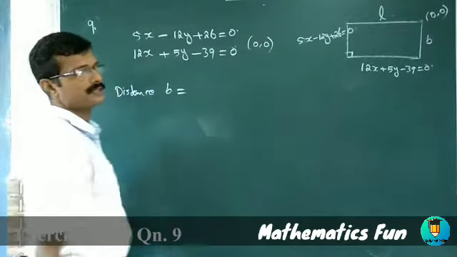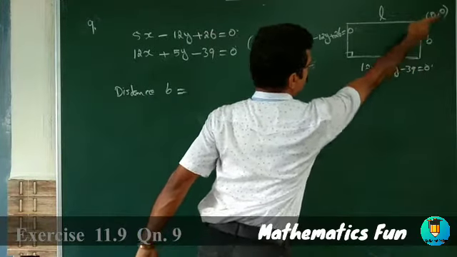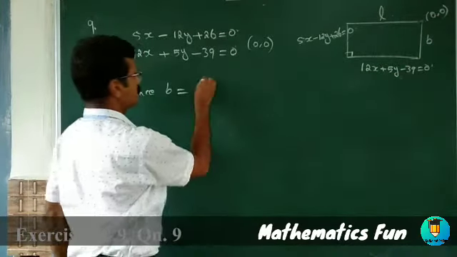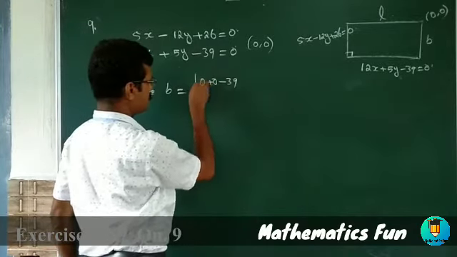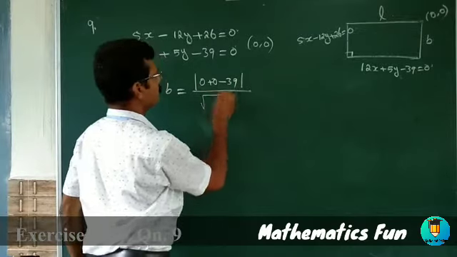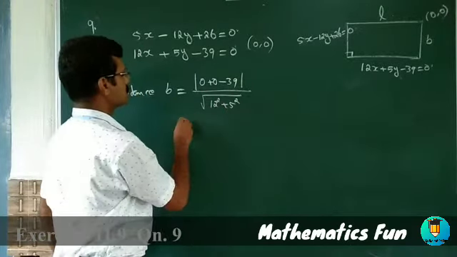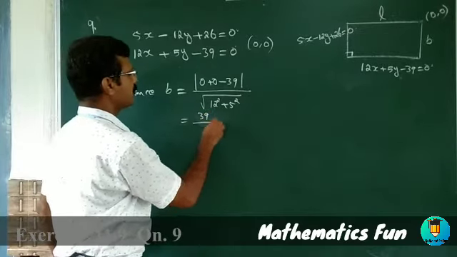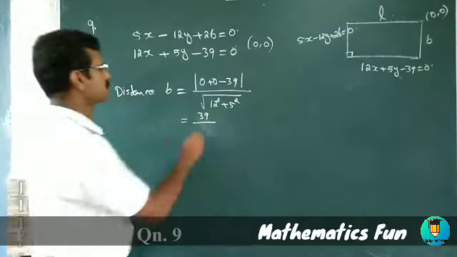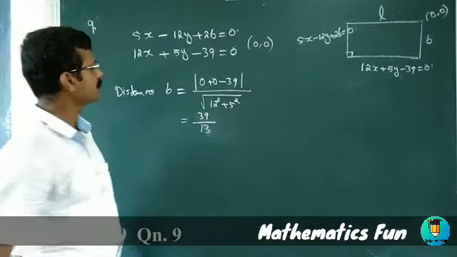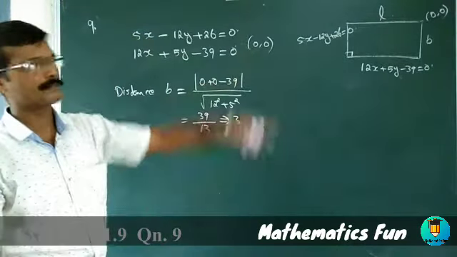Distance B, that is the breadth. So I put the point 0, 0 on this line. So it is the absolute value of 0 plus 0 minus 39, divided by the square root of 12 square plus 5 square. So it becomes 39 divided by the square root of 144 plus 25, that is 169, so it is 13. And 13 will go into 39 three times. That means the breadth I got is 3.